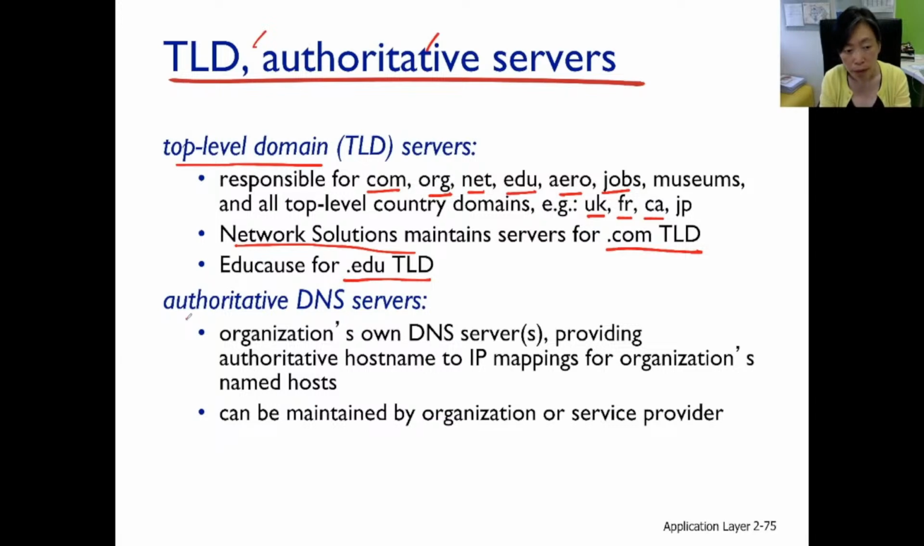At the third level, we have the authoritative DNS servers. They maintain the IP host mappings. They could be maintained by the organization itself or by a service provider if the organization is somewhat small and there are not many entries.